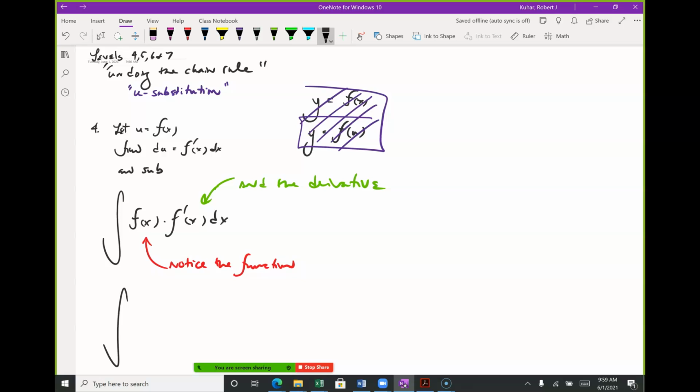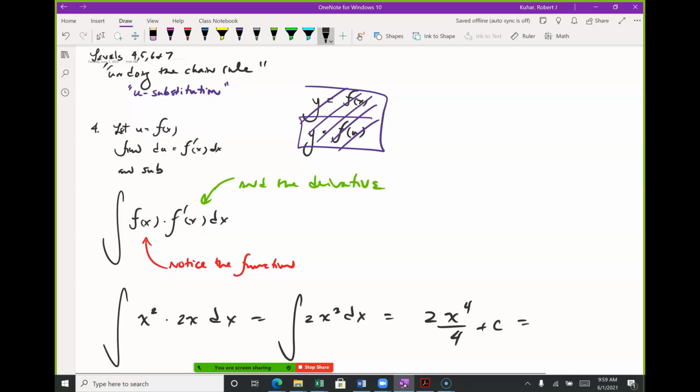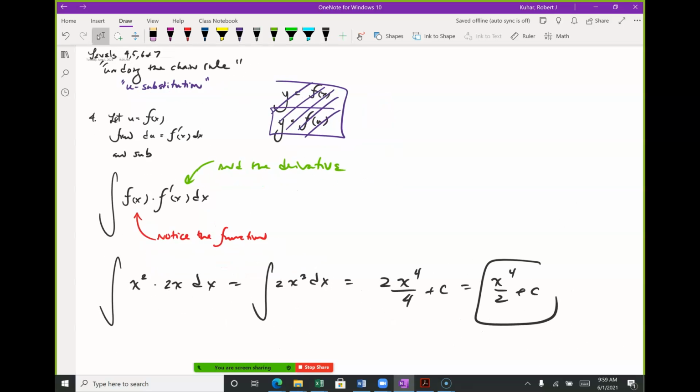X squared. Fine. What's the derivative of x squared? 2x. All right. Well, this particular one, notice I don't even need, this is 2x cubed dx. This is a power rule, right? So 2x to the 4th over 4 plus c. So I've got x to the 4th over 2 plus c. I'm sorry it took so long to do that one. But that one, I don't even need to do this method, right?